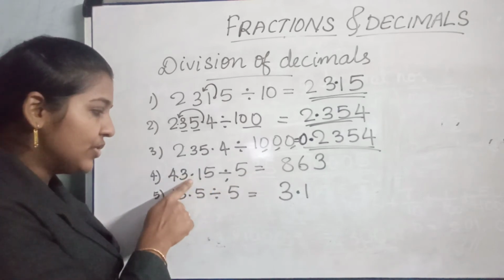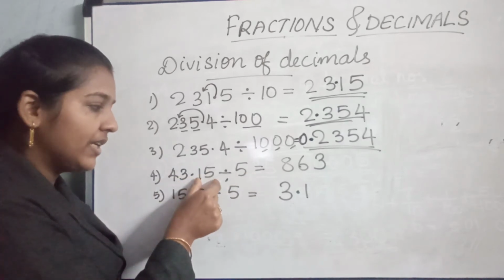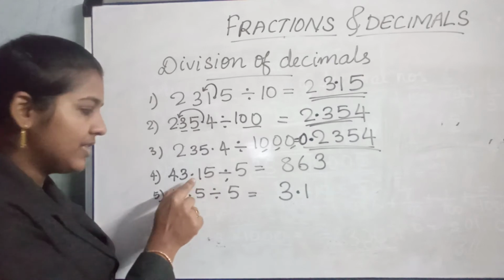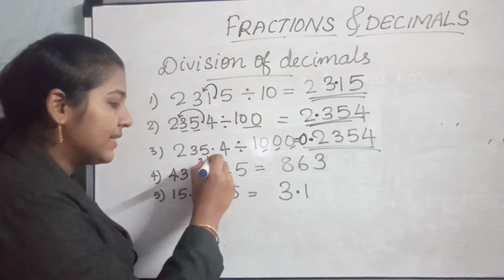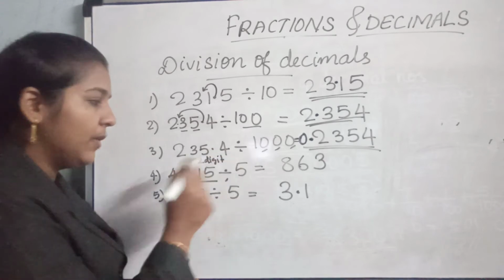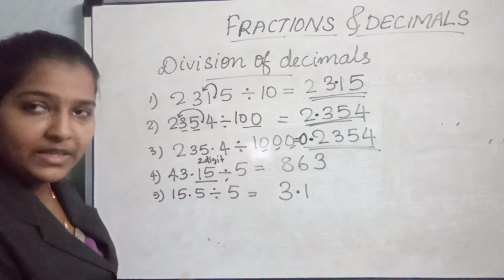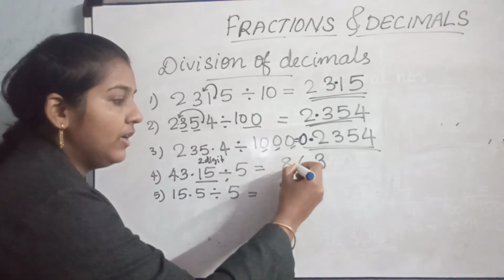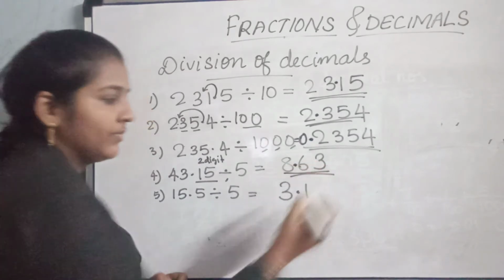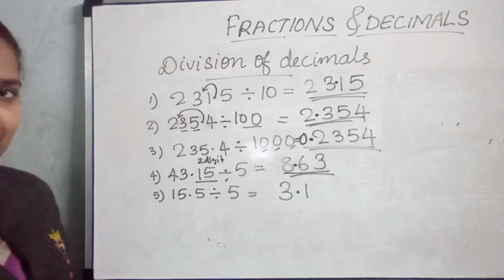Then you check how many places are there after the point. That is 1, 2. So 2 digits after the point. So from the right side you have to put the point after 2 places. Okay, then you will get the answer.